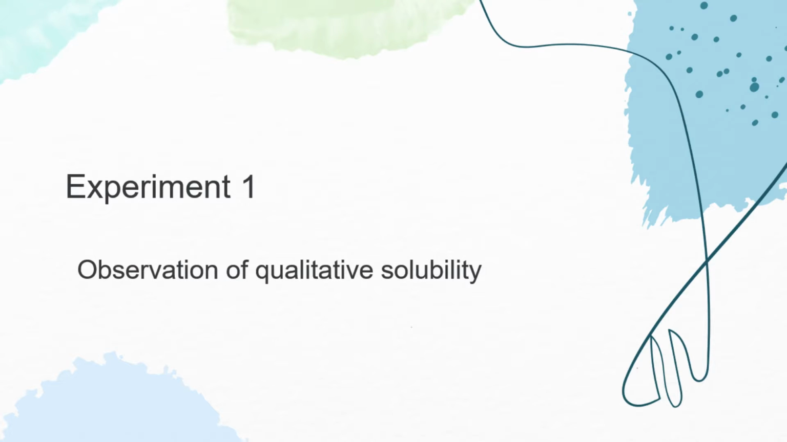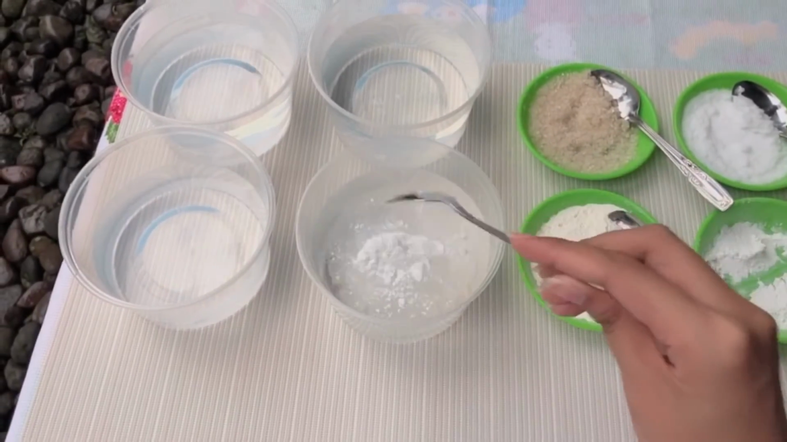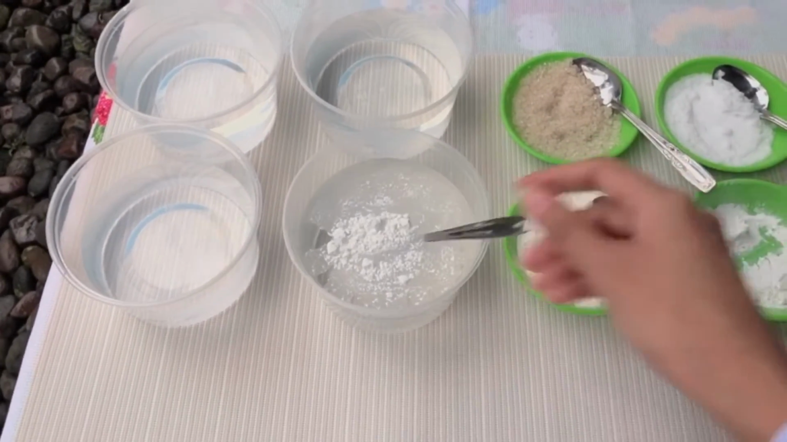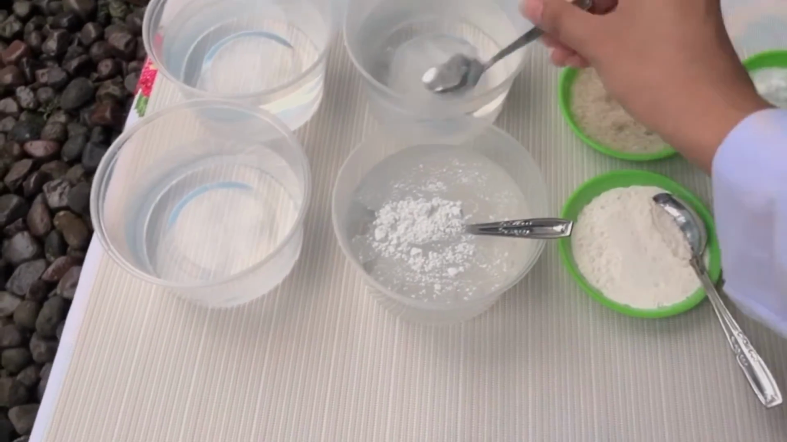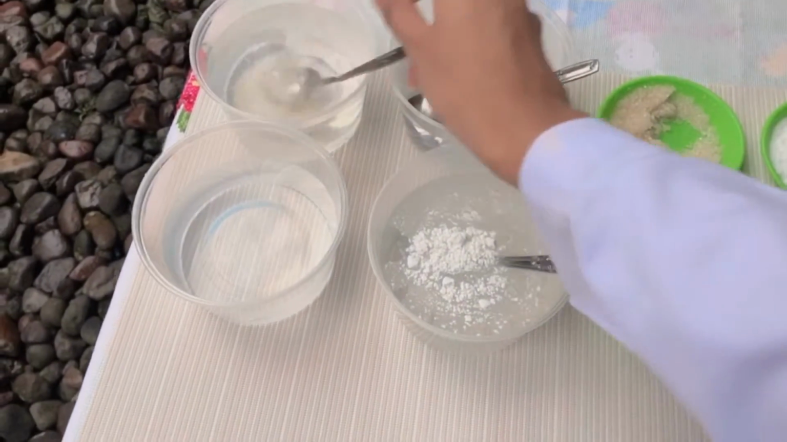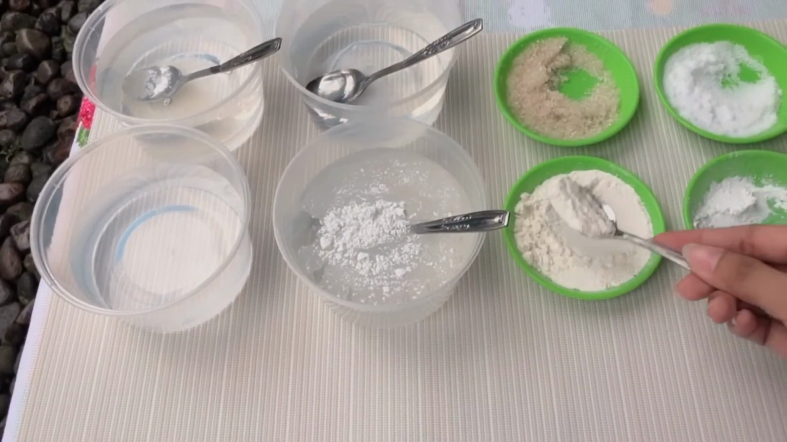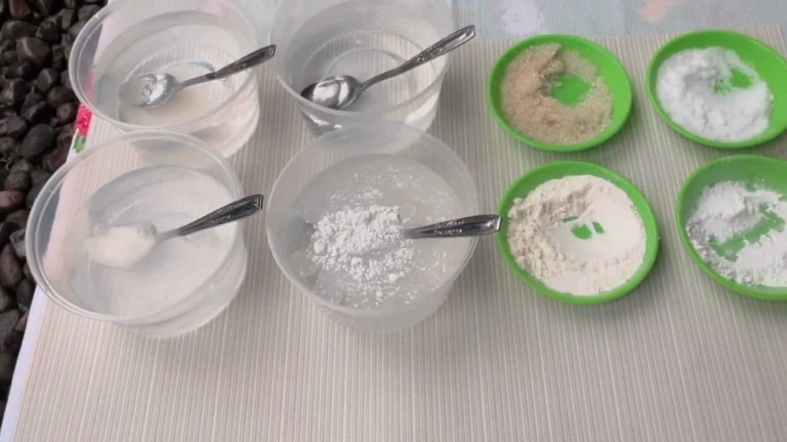Now I'm going to start the first experiment, the observation of qualitative solubility. In this video, I already added water to each glass until it is half full, and then I put 1 teaspoon of each ingredient, that is sugar, salt, talcum powder, and wet flour, into each glass, and then I will stir for about 1 minute like in this video.